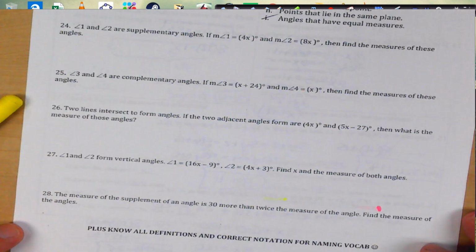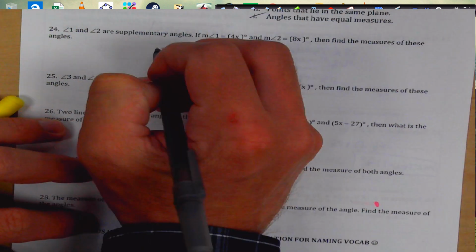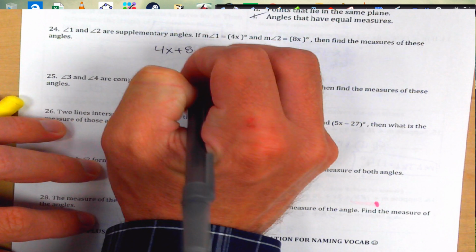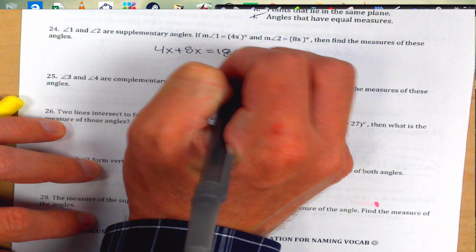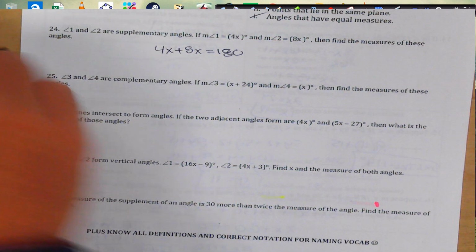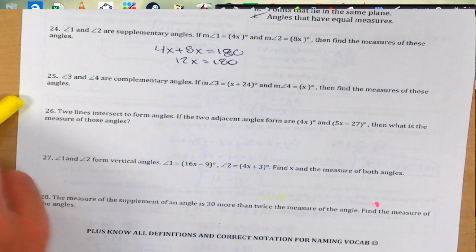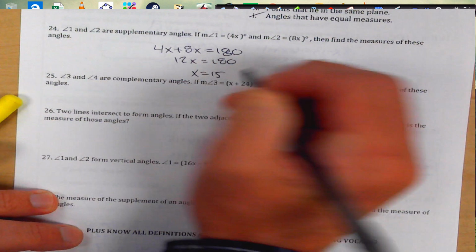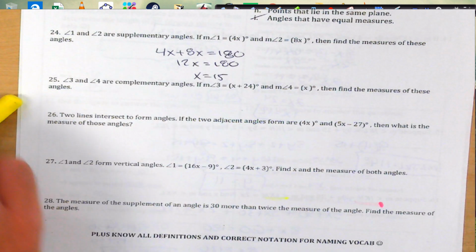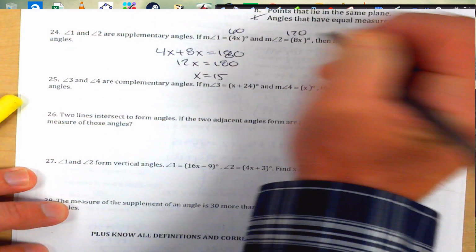Okay? And then we have like a little last spree of problems here. 1 and 2 are supplementary, find the measure of these angles. If they're supplementary it means they're going to add to 180, so we just go ahead and set them equal to 180. So that's going to be 12x equals 180, and 180 divided by 12 is going to give us x equals 15. And so our two angles are going to be 4 times 15, so we're going to get this angle to be 60 and this one to be 120.